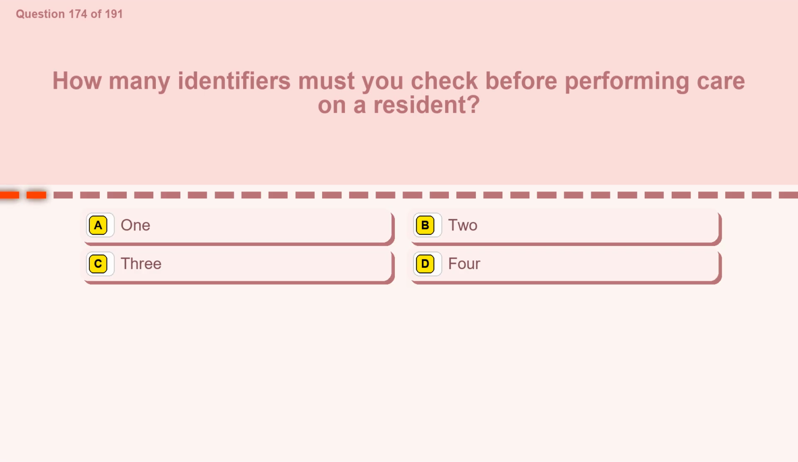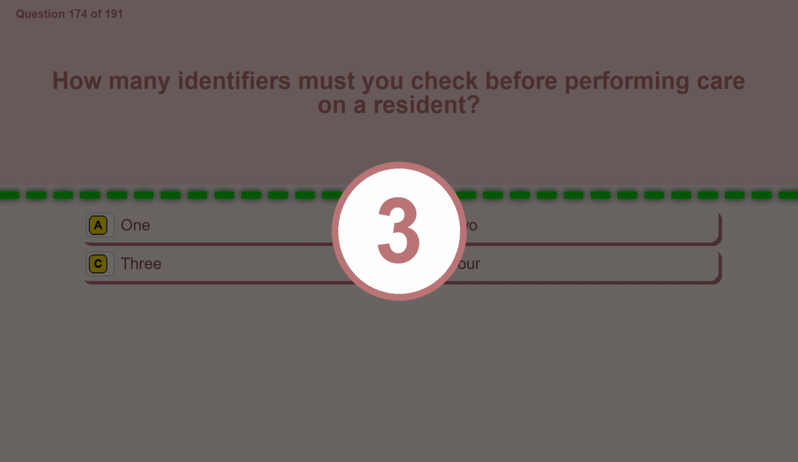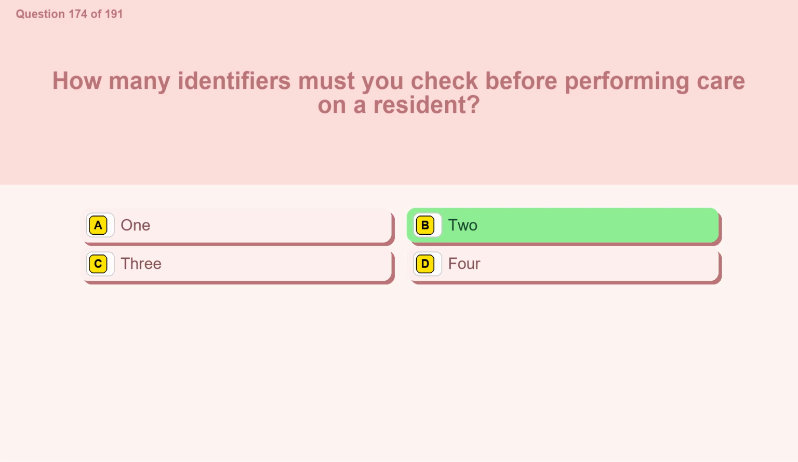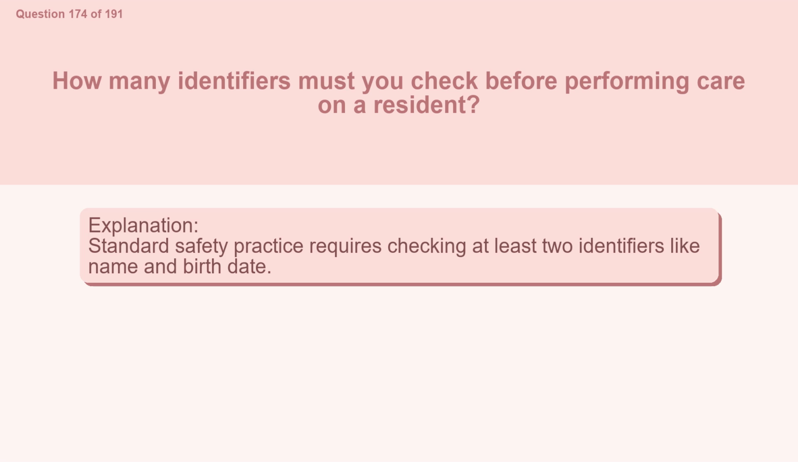Question 174. How many identifiers must you check before performing care on a resident? Option A, 1. Option B, 2. Option C, 3. Option D, 4. The correct answer is option B, 2. Standard safety practice requires checking at least 2 identifiers like name and birth date.